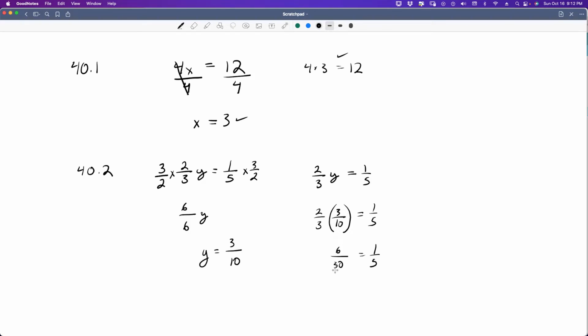6 over 30, if you divide 6 by 6, you get 1. And if you divide 30 by 6, you get 5. So you can reduce 6 over 30 to 1 over 5. So this checks. This is the correct answer. Okay? Let's look at 40.3, see what else we can do.